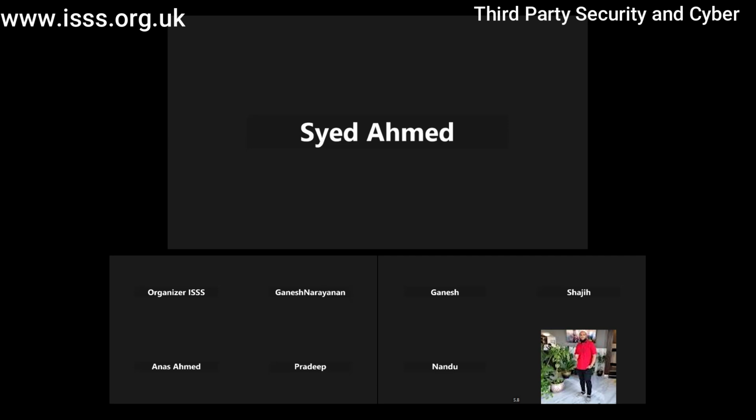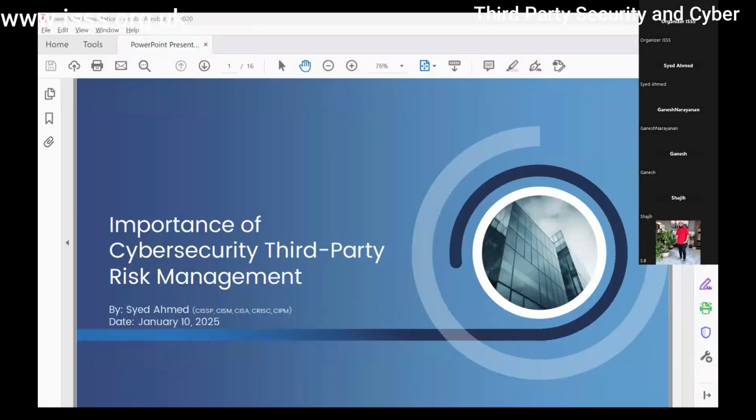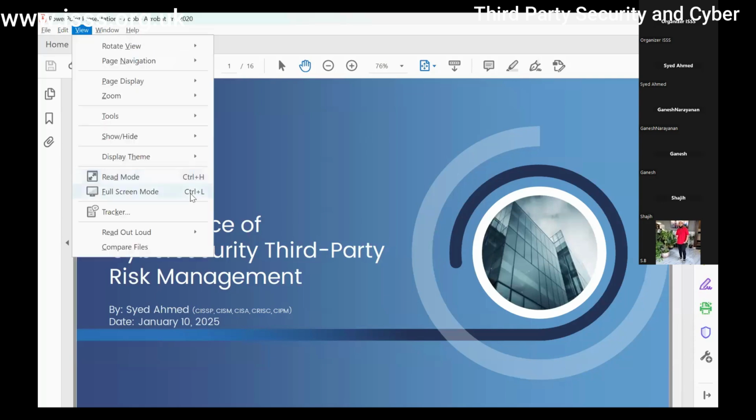Let me go ahead and share my screen. Do I have the option to share the screen, Kavita? Yes, you do. Just give me one second. All right. Let me know if you guys are able to see my screen. Yes, your screen is visible. Yes, we can see it. All right.